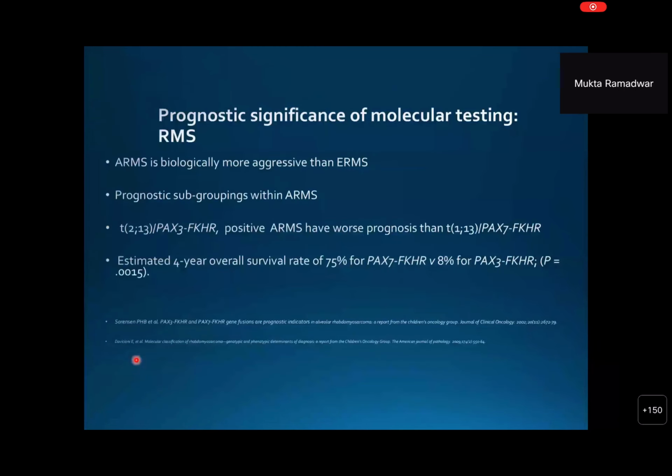And the reason is that alveolar rhabdomyosarcoma is biologically more aggressive than the embryonal rhabdomyosarcoma. And within the subgroup of alveolar rhabdomyosarcoma, the PAX3 and FOXO1 positive ARMSs are worse than the PAX7 FOXO1. So it is not just the molecular testing, but also to see which type of translocation we are dealing with in the given alveolar rhabdomyosarcoma.